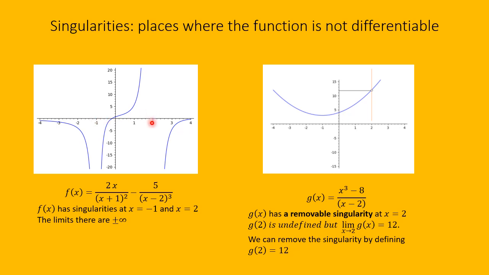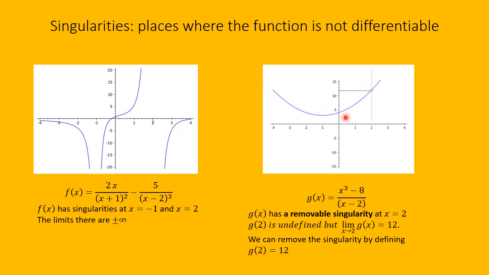Also, we have a singularity at x equals 2 for a similar reason. As x gets closer and closer to 2, this denominator gets closer and closer to 0. X minus 2 cubed gets closer and closer to 0, but the numerator remains at 5. So in that case, as x approaches 2 from the left, the function goes off to plus infinity. As you approach x equals 2 from the right, the limit of this function is minus infinity. And so we have singularities at x equals minus 1 and at x equals 2. There's nothing we can do about rectifying this situation.